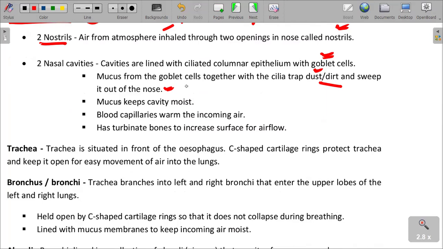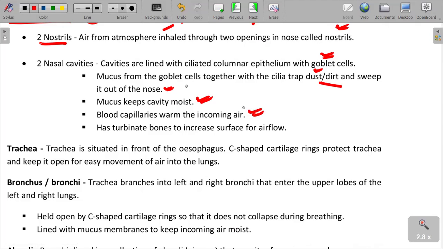The mucus also keeps the cavity moist. We remember we said that when air is taken in, it is moisturized. So the mucus helps to keep the cavity moist, as well as ensuring that there is moisturization of the air as it enters. Blood capillaries warm the incoming air.